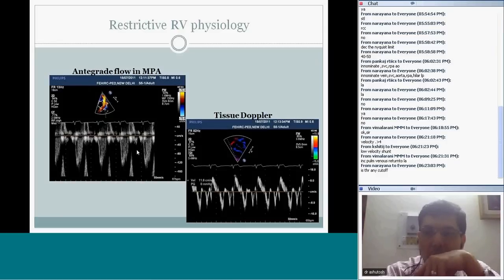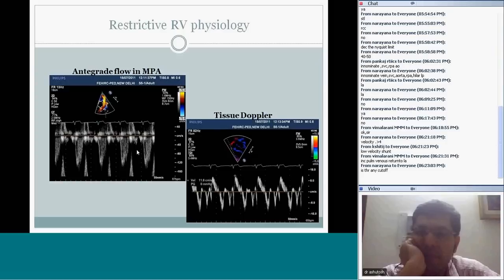Now, any reason why this restrictive RV physiology is supposed to be better? It is a double-edged sword. Why is it better for long term?